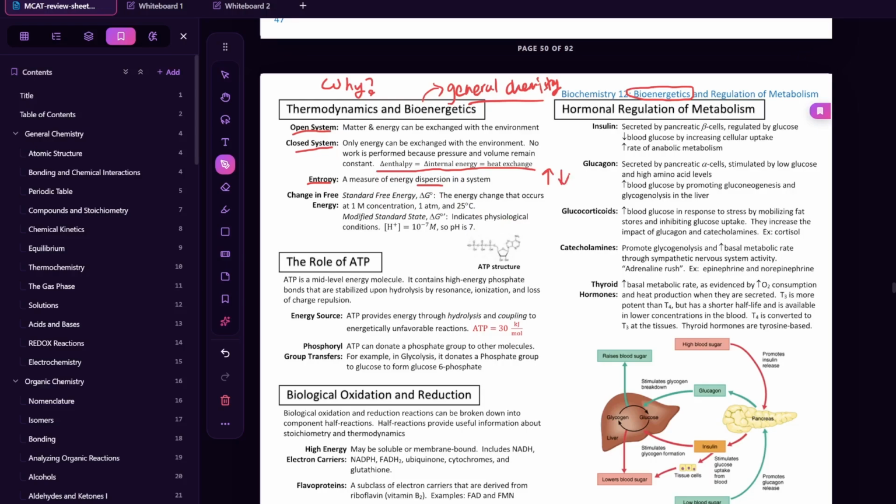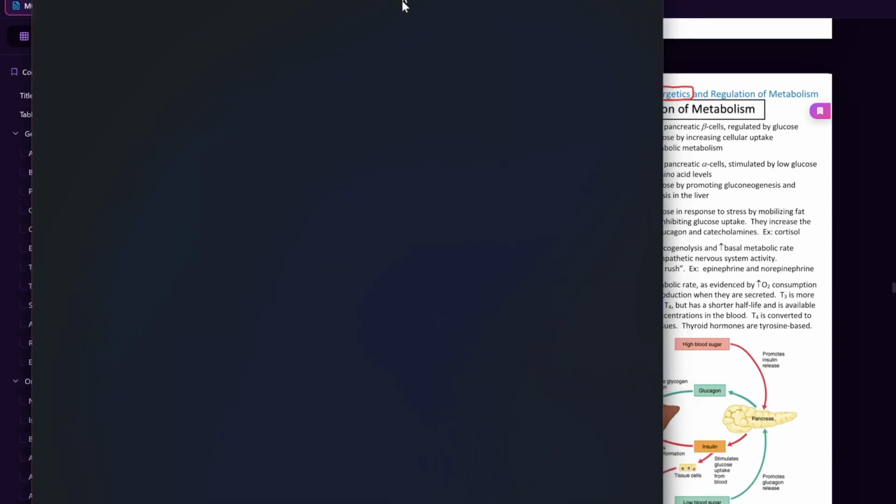Free energy can come in two versions, and so we have change in free energy. So we can have standard free energy, which is your delta Gibbs free energy that you learn in general chemistry, the energy change that occurs at 1 mole concentration, 1 atm, 25 degrees Celsius. So you notice in general chemistry, that would be, I'm pretty sure, STP conditions. So, actually, sorry, these are standard conditions, my bad, because it's in standard state. So this is standard conditions.